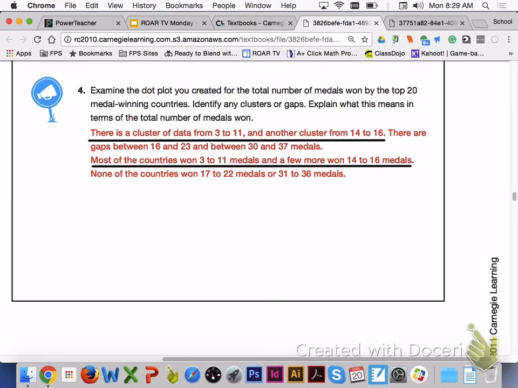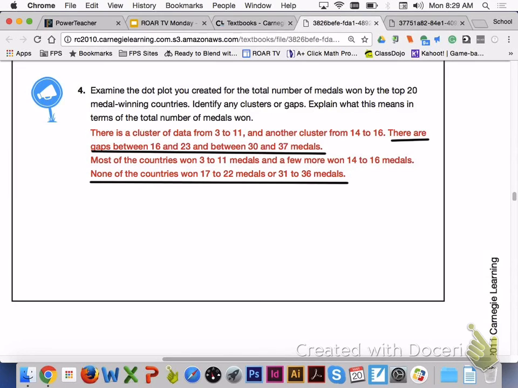For number 4, there is a cluster of data from 3 to 11 and another cluster from 14 to 16. This is telling us that most of the countries won 3 to 11 medals and a few more won 14 to 16 medals. There are gaps between 16 and 23 and between 30 and 37 medals. This is telling us that none of the countries won 17 to 22 medals or 31 to 36 medals.